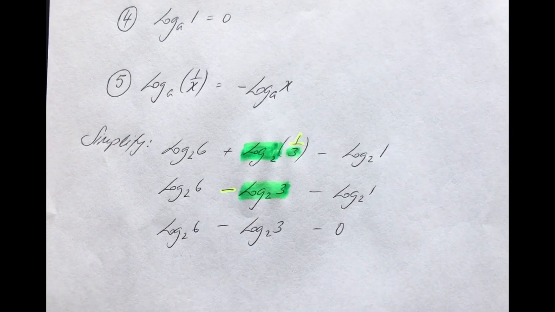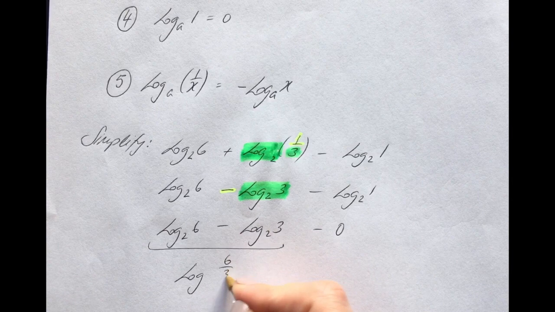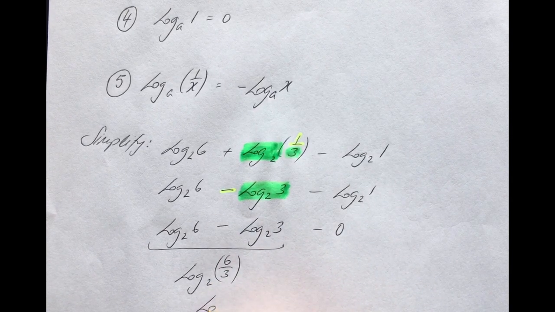So now that leaves me with just this to tidy up, and of course we're subtracting our logs. So this is the second law, remember. So that is log 6 divided by 3 in the base 2, which of course is log 2 in the base 2.